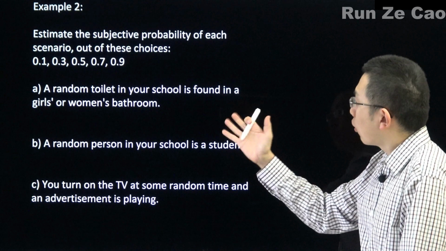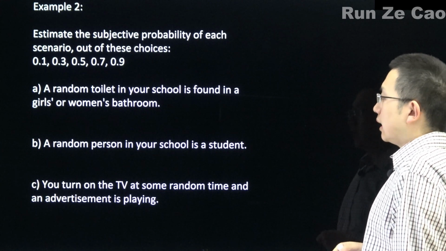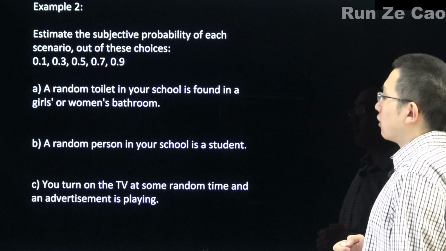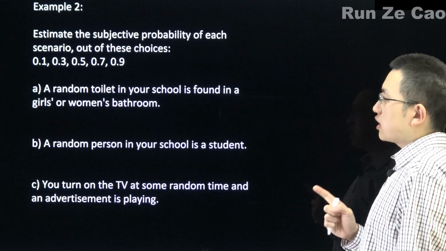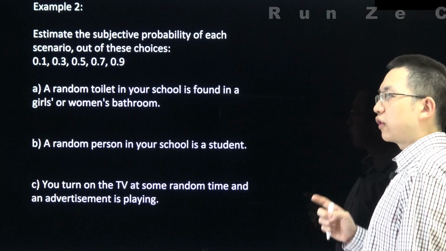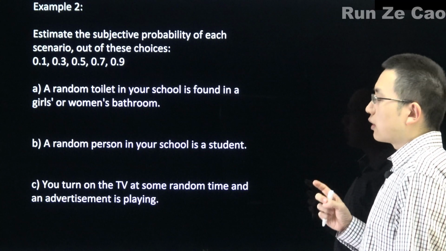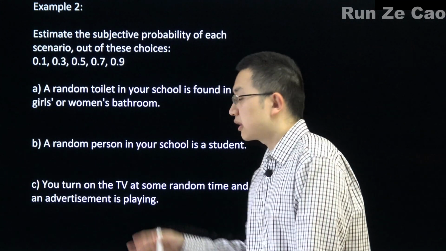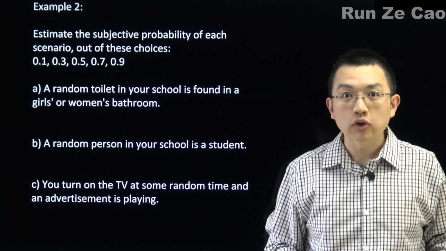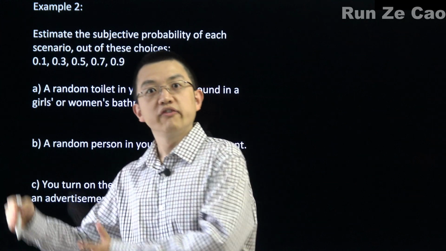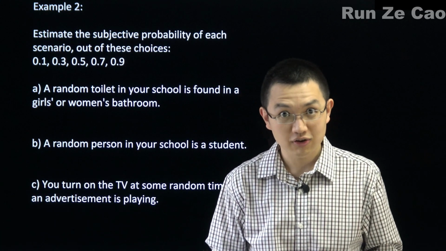So let's say a random toilet in your school is found in a girl's or woman's bathroom. For the record, since the plumbing is roughly the same between males and females, the main difference in how long men take to go to the bathroom versus how long females take, well, there's handling the stalls, but besides the stalls, there is also the fact that you can fit more urinals per length of wall or per volume of space than you can fit toilets.